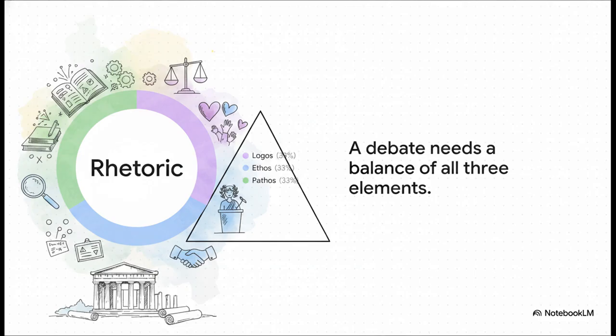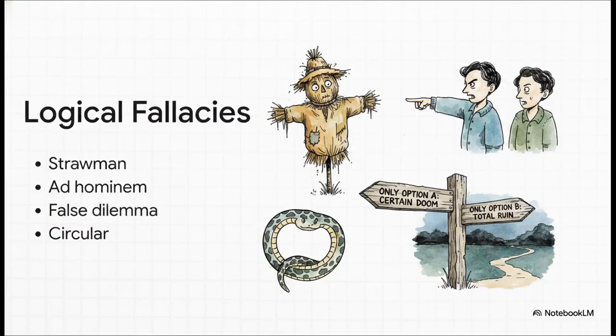Logos, which is logic and evidence, ethos, representing credibility and integrity, and pathos, the emotional resonance. If someone leans entirely on pathos, like a lot of what we see online, the argument just collapses under scrutiny. Balance is absolutely key. It is also vital to teach students to spot logical fallacies in real time, things like the straw man, ad hominem attacks, or the slippery slope.